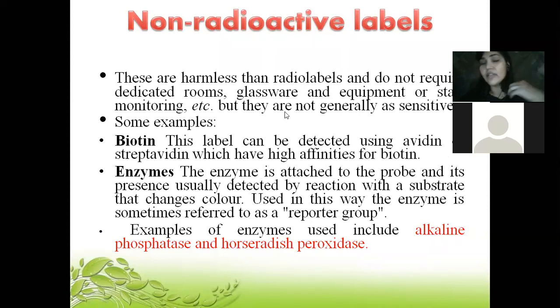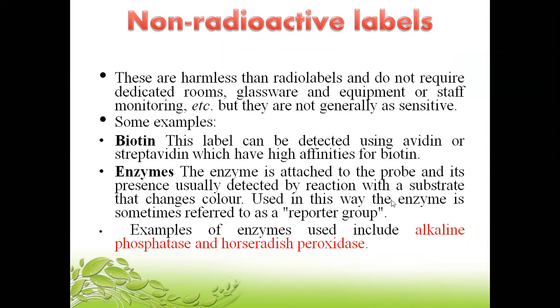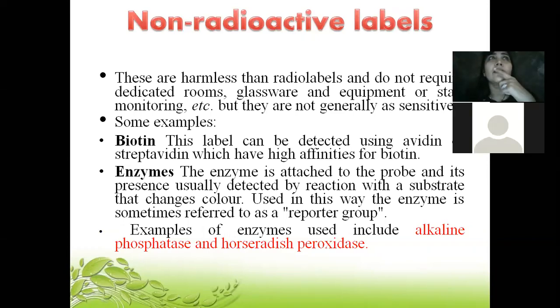So basically you will have nucleotides which are labeled with biotin. So it is like an enzyme substrate kind of reaction. The enzyme is attached to the probe, right? And its presence is usually detected by reaction with a substrate that changes the color, and used in this way the enzyme is sometimes referred to as the reporter group. Examples of enzymes used include alkaline phosphatase and horseradish peroxidase. So these are the examples of the enzymes that are used, and biotin and avidin are the most common ones that are used.